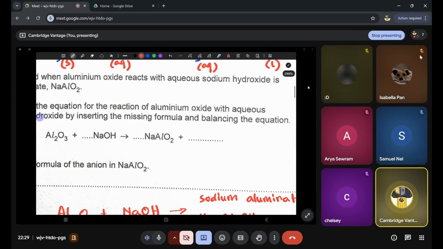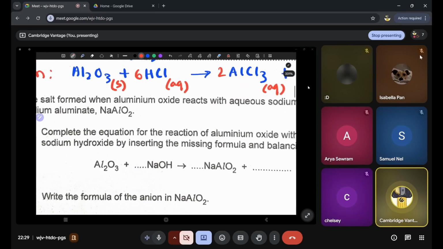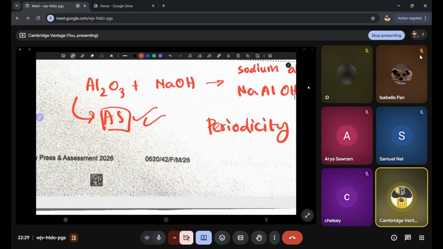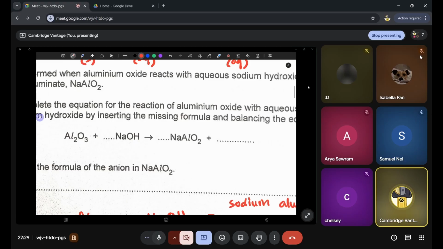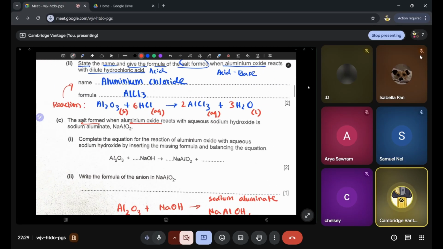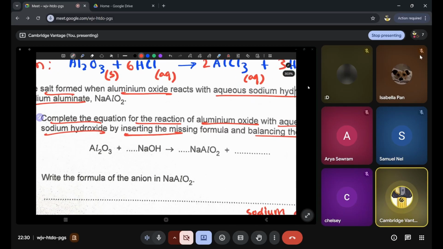If you look at number 3, you do have this question, but over here they gave you the product. In this reaction, you have multiple products possible. Sodium aluminate is one of them, and this is another one. The salt formed when aluminum oxide reacts with aqueous sodium hydroxide is sodium aluminate, NaAlO2. Complete the equation for the reaction of aluminum oxide with aqueous sodium hydroxide by inserting the missing formula and balancing the equation. The good thing is they gave you the product itself, so you don't have to figure it out.